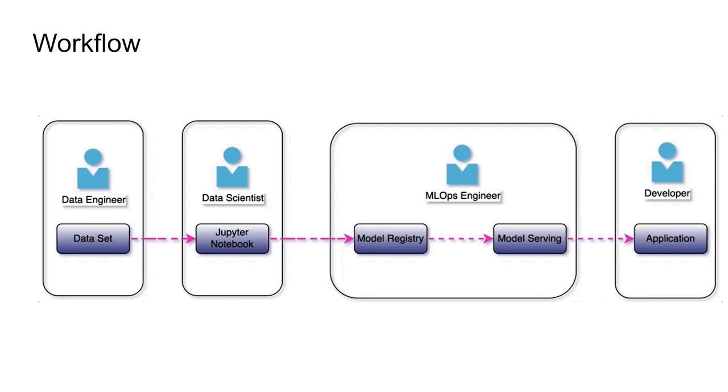We'll start by training the model on a dataset using OpenShift AI. Then we'll push that model to a model registry, MLflow in this case. Then we'll serve that model using model mesh in OpenShift AI. And lastly, we'll consume that model via a simple application.